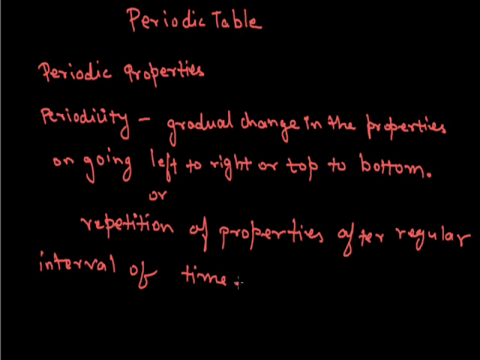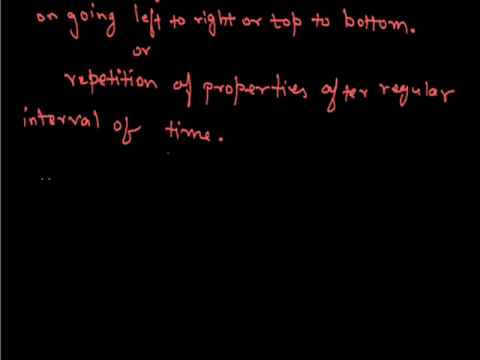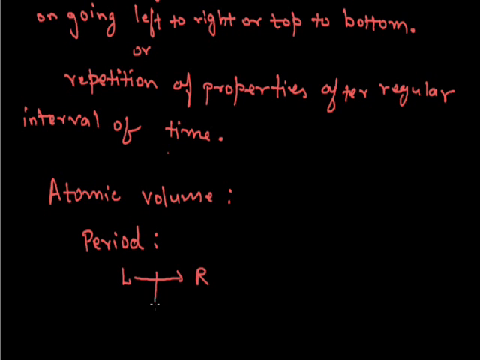Some of the periodic properties we will be discussing. First of all, we will discuss atomic volume. Now, when we see the trend of atomic volume in the periodic table, first we will see in a period. In a period, on going left to right, first of all, the atomic volume decreases and then increases. Means the middle element is having the minimum atomic volume.